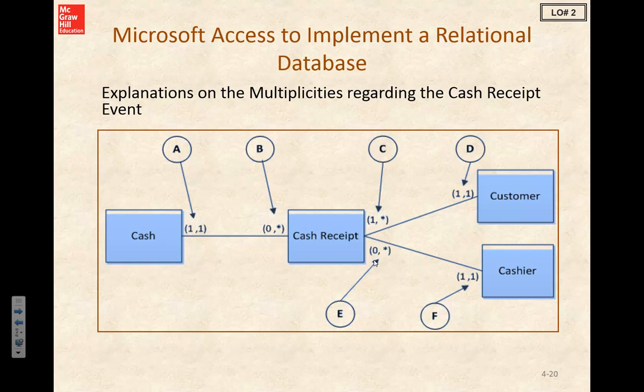Looking at E, the shop employs 2 employees who can act as a cashier. A cashier may not handle any cash receipts yet if they're new, or a cashier could take charge of many cash receipts. So here the relationship could be 0 if it's a brand new cashier, since they're not going to have done any cash receipts. But if they're seasoned, they could do many. And lastly, each cash receipt, a check from a customer, for example, is handled by one and only one cashier. So each cash receipt is only going to have one cashier responsible for processing.